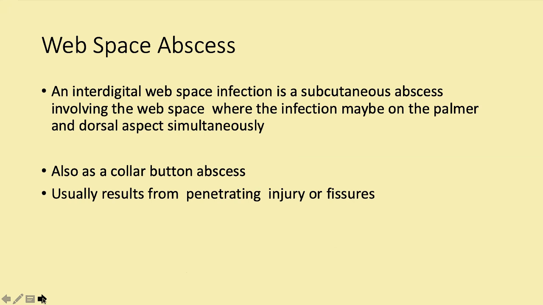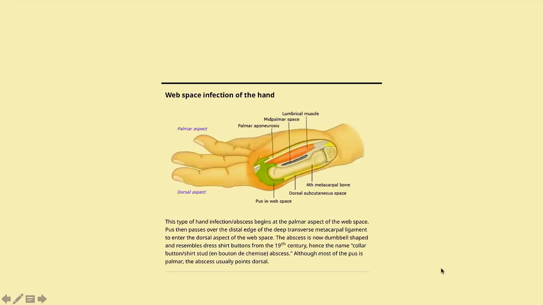For web space infection, usually this is infection affecting the interdigital web space. It can form a subcutaneous abscess. It may be on palmar and dorsal aspects simultaneously. Known as the collar button abscess in the 19th century, it is usually a result of penetrating injury. It can occur when fissures are present. Here is a picture showing the web space infection of the hand, which usually begins at the palmar surface and then seeps through the deep transverse metacarpal ligament to the dorsal aspect of the skin.